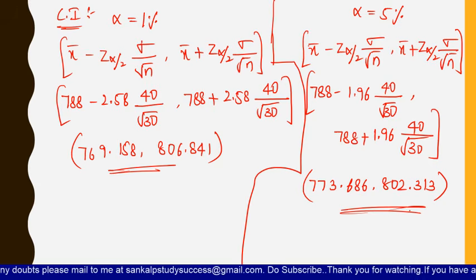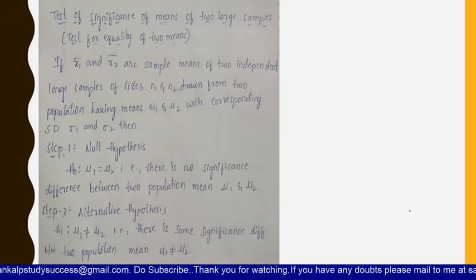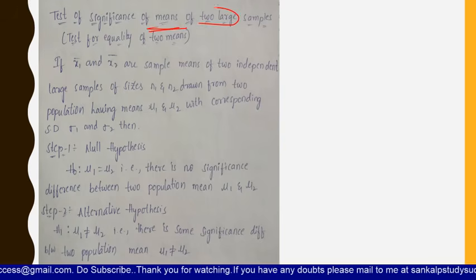So in this way you are going to find out all the values for single mean, test of significance of single mean. So this is of the first type. Now let us see what is of the second type, which is test of significance of means of two large samples. Previously we have seen it is for single mean. Here we are going to see for two means. So this is type 2.